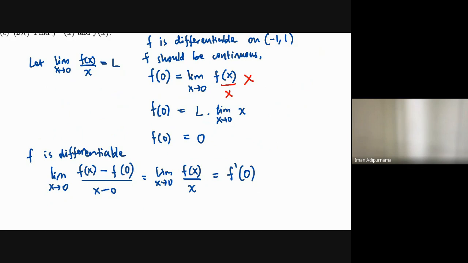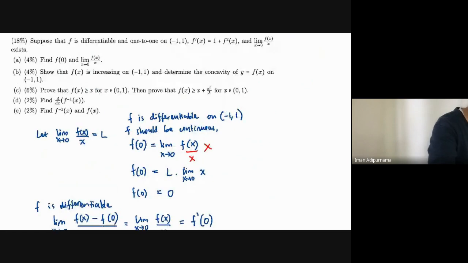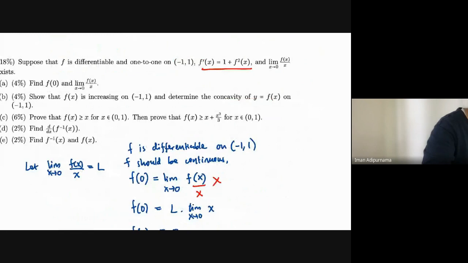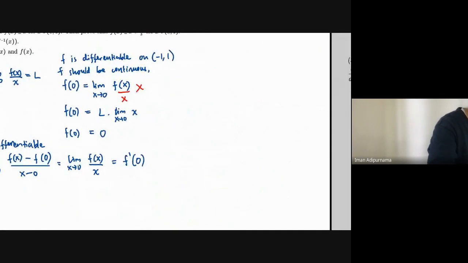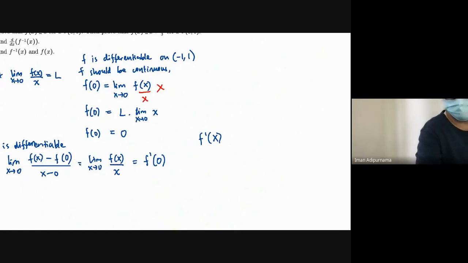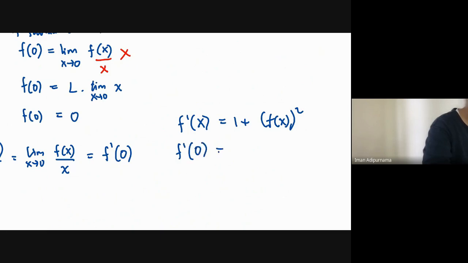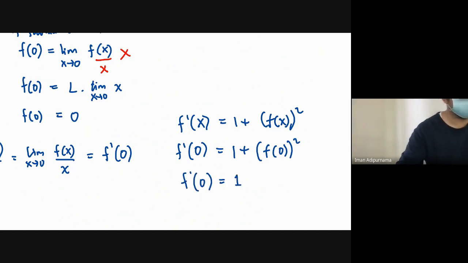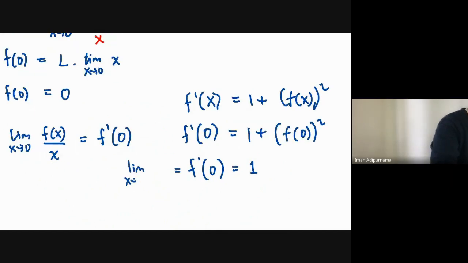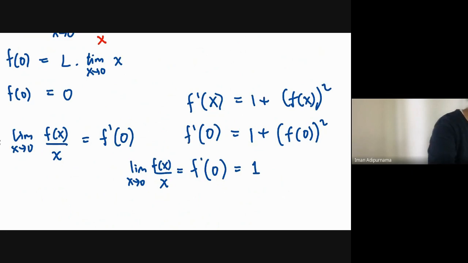So this limit of f of x over x is equal to the first derivative, and for the first derivative, we already have the information in the question. We know that f prime of x is 1 plus f of x squared. So f prime of 0 is 1 plus f(0) squared, so f prime of 0 is 1. Or to be complete, the limit as x approaches 0 of f of x over x is 1. That is just A.